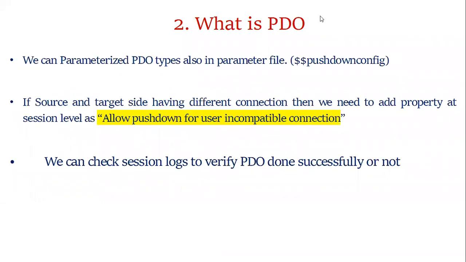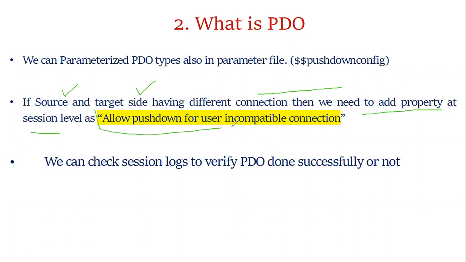Whenever you use push down optimization, we can also parameterize the types. I will show you in the demonstration. There are different types of push down optimization, so through the parameter file also, we can pass the type of push down optimization that you want to perform. If the source and target sides have different connections, in the sense that the source has a different database and the target has a different database, then in order to perform push down optimization in such a case, we need to add a certain property at the session level.